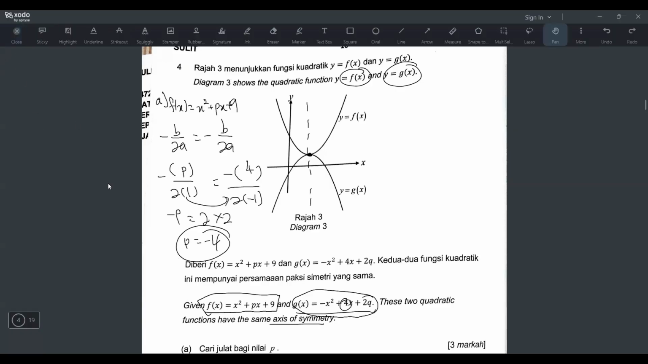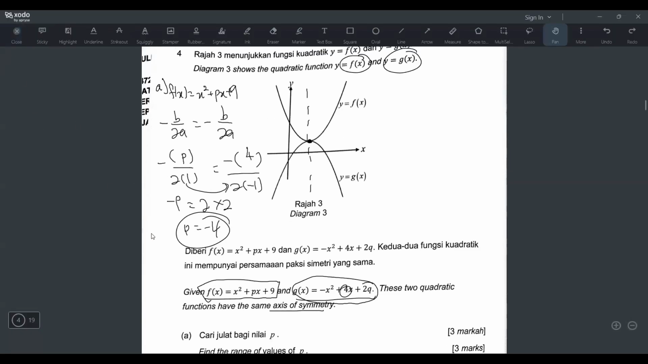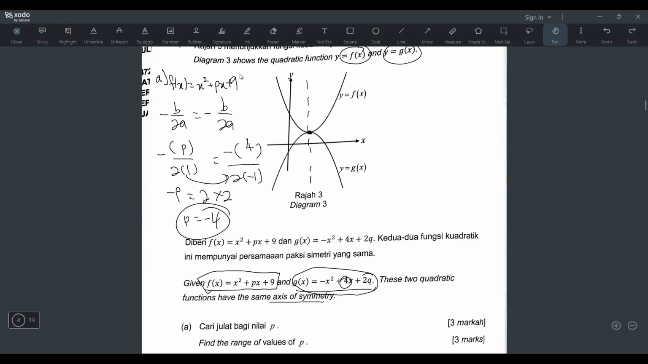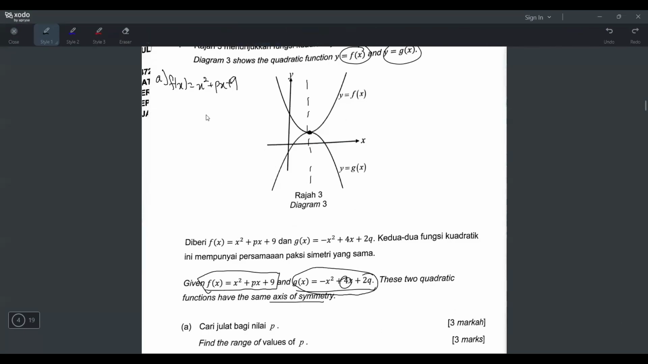But the question asks you to find the range. So I don't think your answer should look like this. Because when they say range, it means your answer will have something like bigger, smaller, or in between. So even though I can find the P value, I cannot do it like this, because they ask for range. So let me tell you what I will do.